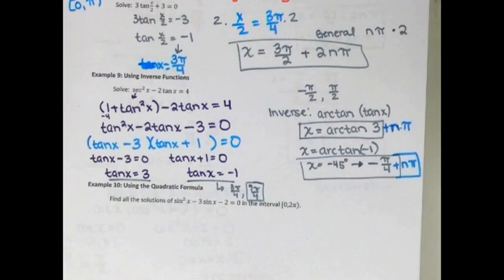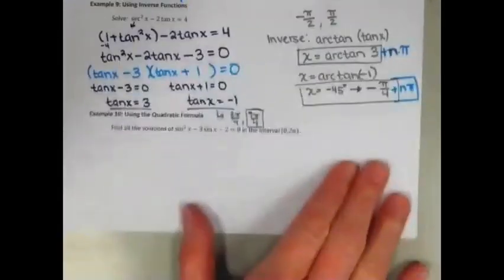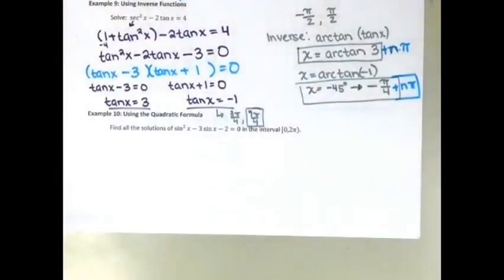Find all the solutions for sine squared x minus 3 sine x minus 2. That's our last one here. Okay. First thing, I would try to factor. Can I factor this one? What times what is -2 that adds to be -3? -2 times -1. -2 times 1 would add to -1. Nothing. I can't factor this.